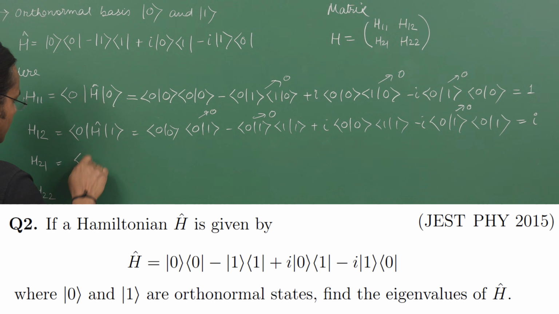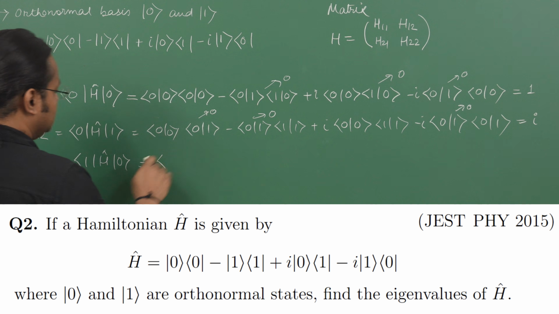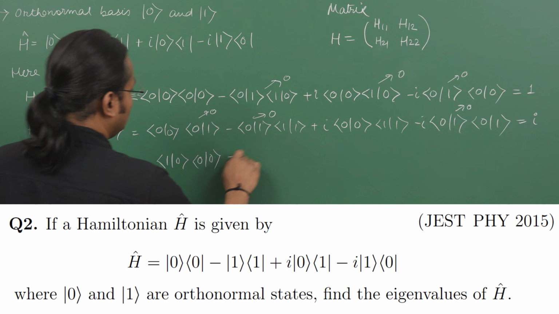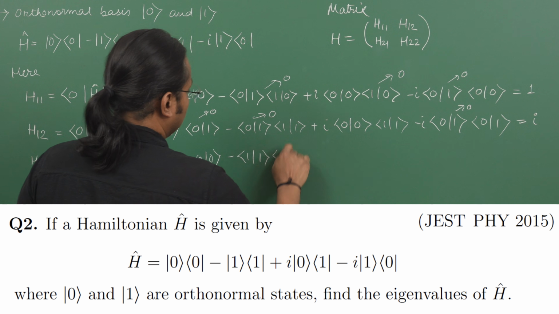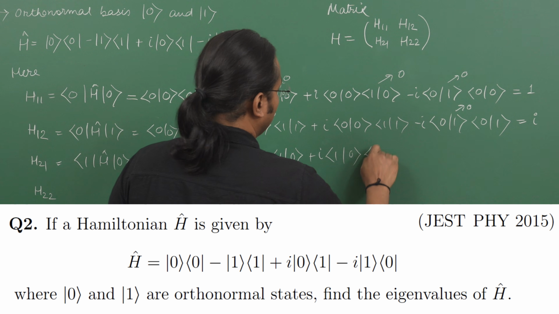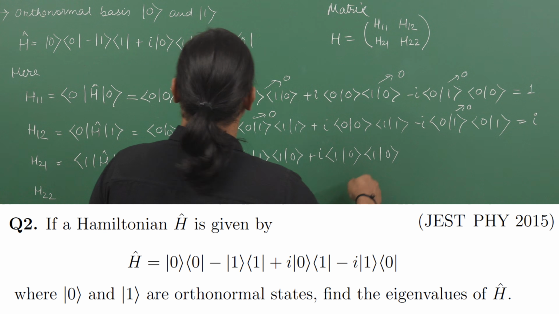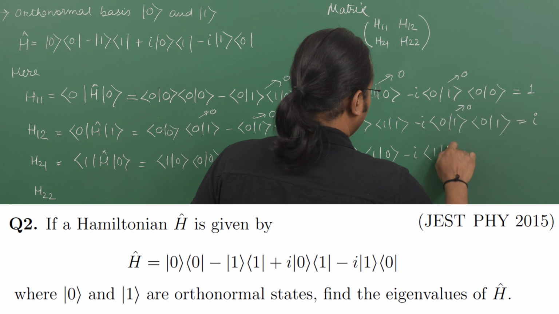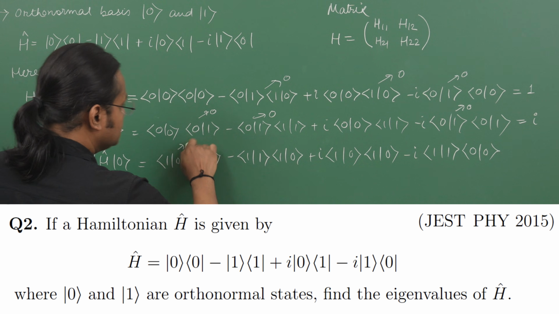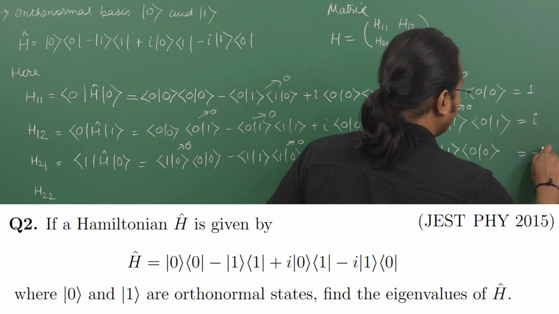Same way, this will give us ⟨1|0⟩⟨0|0⟩ minus ⟨1|1⟩⟨1|0⟩ plus iota ⟨1|0⟩⟨1|0⟩ inner product minus iota ⟨1|1⟩⟨0|0⟩ inner product. Again, all these terms will vanish and only this term will remain, which is minus iota.